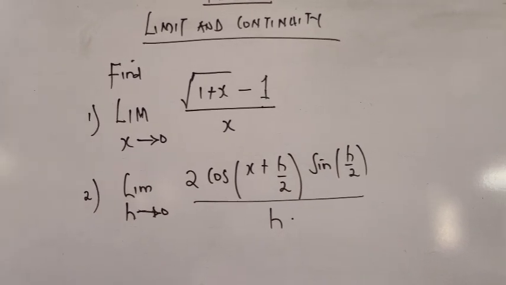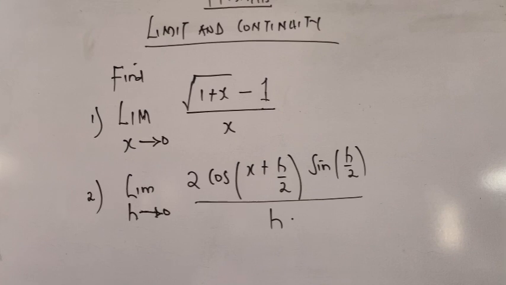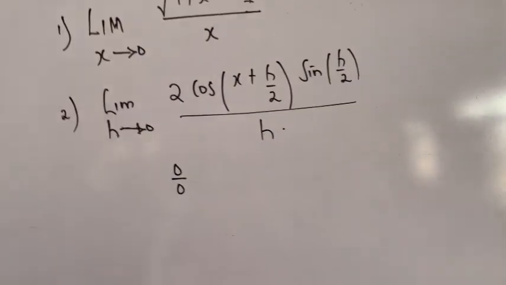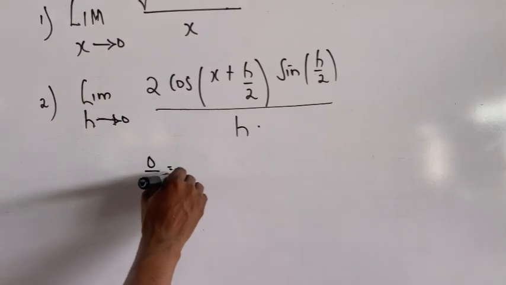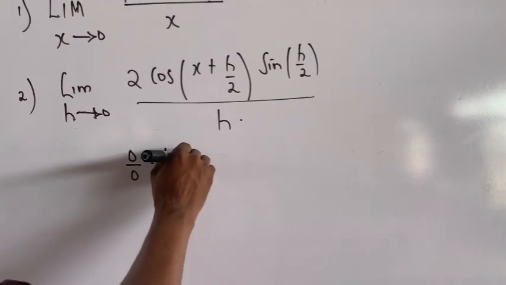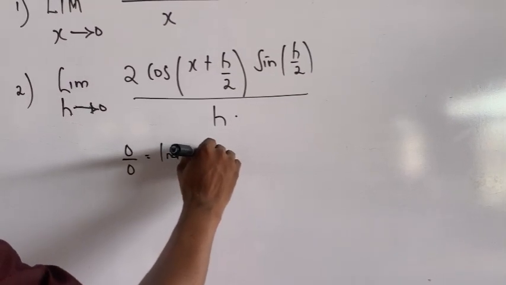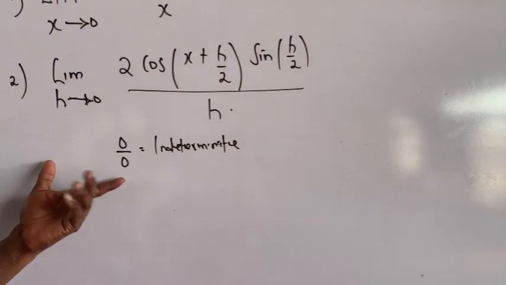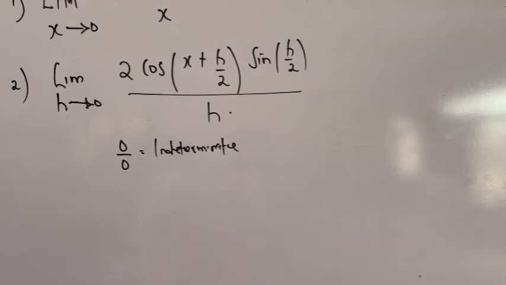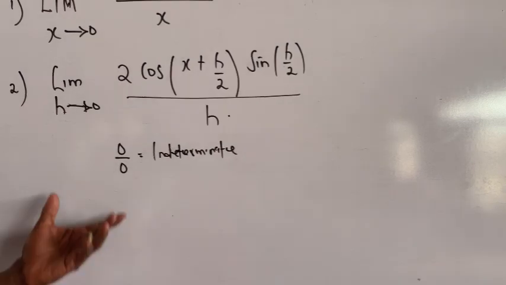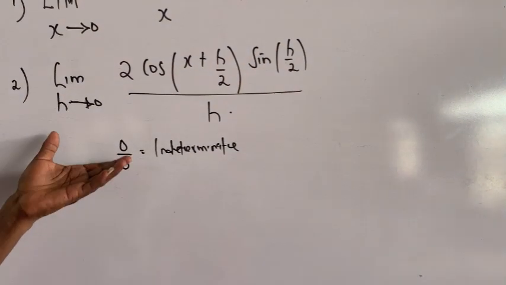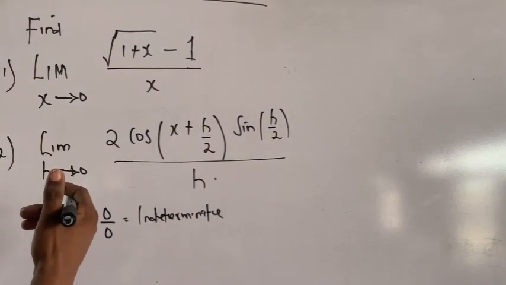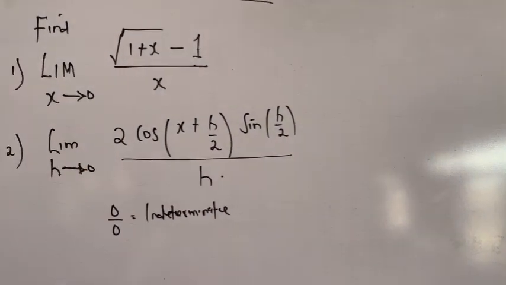But there are some basic rules in limits and some special limits. One of the basic rules in limits is that the denominator cannot be 0. If it's 0, this expression is indeterminate. It cannot be determined. So our denominator must not be 0 anytime you are dealing with a limit, because if it happens to be 0, that means the expression is indeterminate. In that case, we need to simplify the expression to make sure our denominator is not 0.